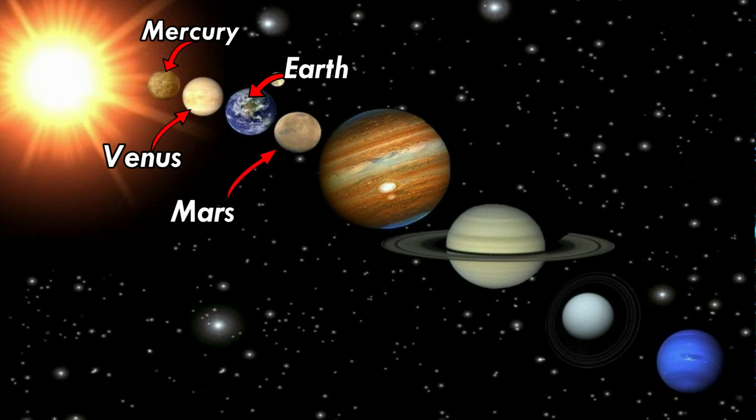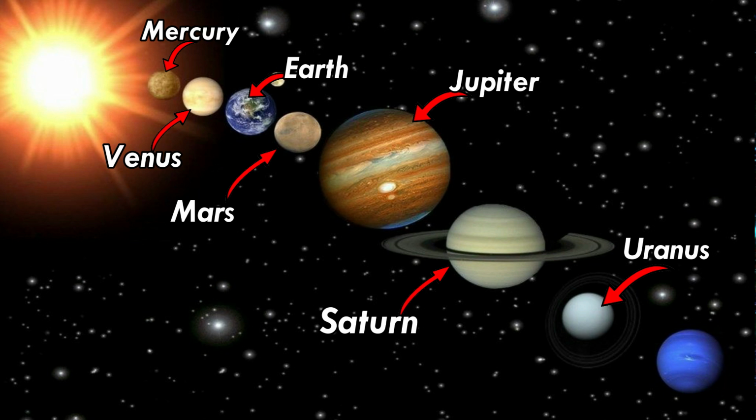The 5th planet is Jupiter. That's the biggest planet of them all. The 6th planet is Saturn. Oh, gotta love those rings. The 7th planet is Uranus. And the 8th planet, the farthest planet from the sun, is Neptune.